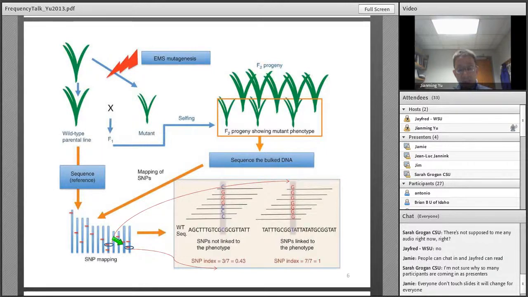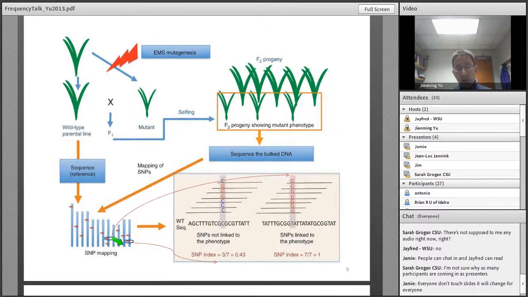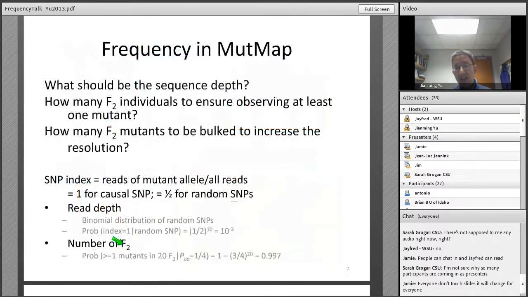Let's say this SNP is a causal SNP, an underlying mutation. You imagine if you bulk F2 progeny showing the mutant phenotype together, and the wild type sequence is a T on the right side of the columns, then all the sequence reads from the mutant pool should be all Gs. So you get a SNP index of 7 out of 7. So the G, the mutant phenotype on the top, and then all the sequence reads on the bottom, so it's 1.